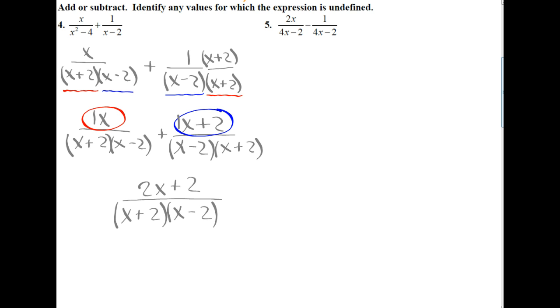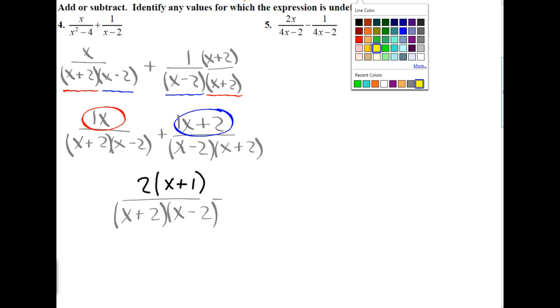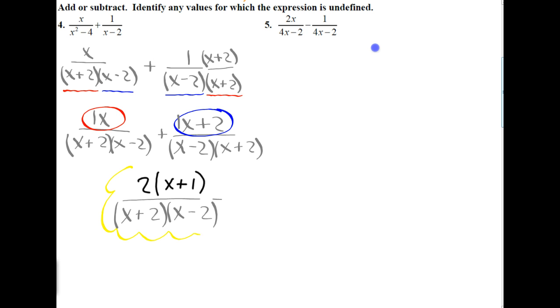And then it looks like I can factor the numerator a little bit. So if I were to take that 2x plus 2 and factor out a 2, I would actually be left with 2 times x plus 1. But that doesn't allow me to factor anything, so it's not really going to get us anywhere. So there's our final sum in simplest terms. And it says identify the values for where it's undefined. So x cannot equal plus or minus 2 because that would make our denominator 0.